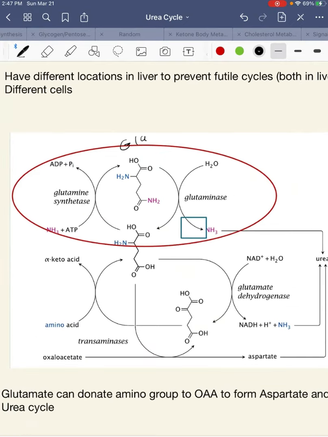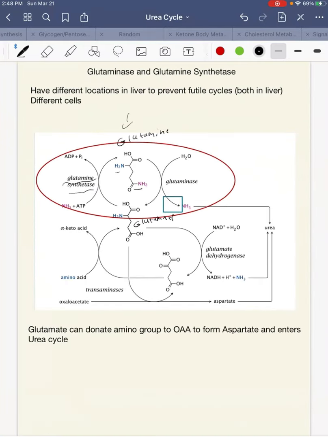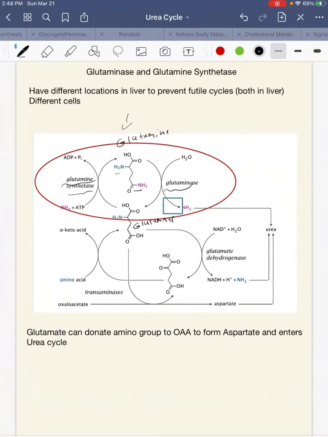glutamine. So glutamine has 2 nitrogens. Glutamate has 1 nitrogen. They're both amino acids. You can convert between glutamate and glutamine using 2 different enzymes. So you have glutamine synthetase, so that the glutamate converts into glutamine. And then when we want to use glutamine to make energy for the cell, you run through an enzyme called glutaminase. This glutaminase releases this nitrogen group, which can then be used by carbamyl phosphate synthetase, so CPS, and then be used in the urea cycle.